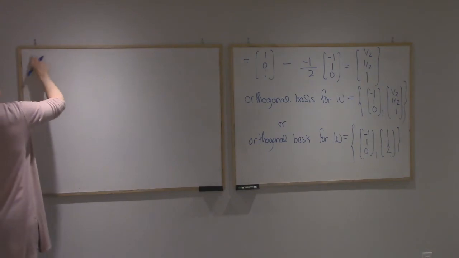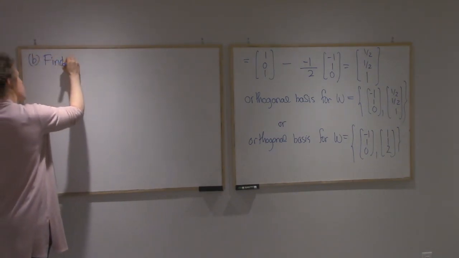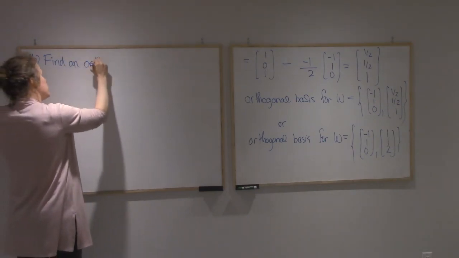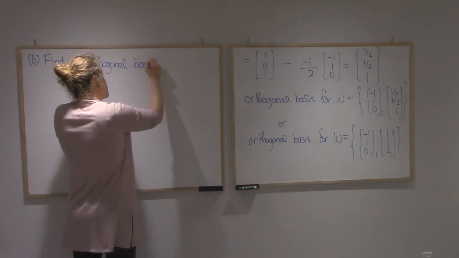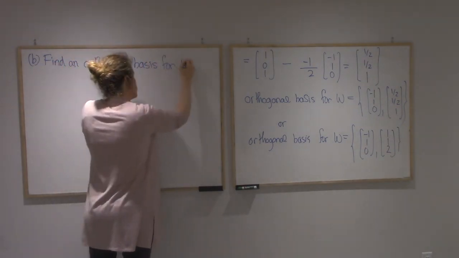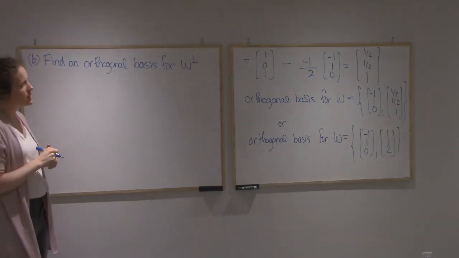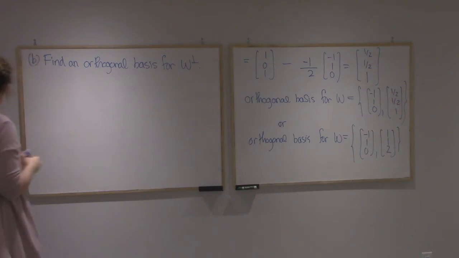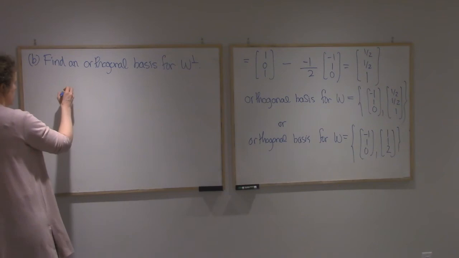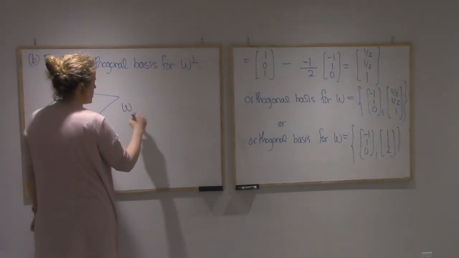Alright, so B, find an orthogonal basis for W perp. Well, I need to find a basis for W perp. I could either use geometry or algebra. Let me use geometry here to save a bit of time. Since we're in R3, we're comfortable with this.